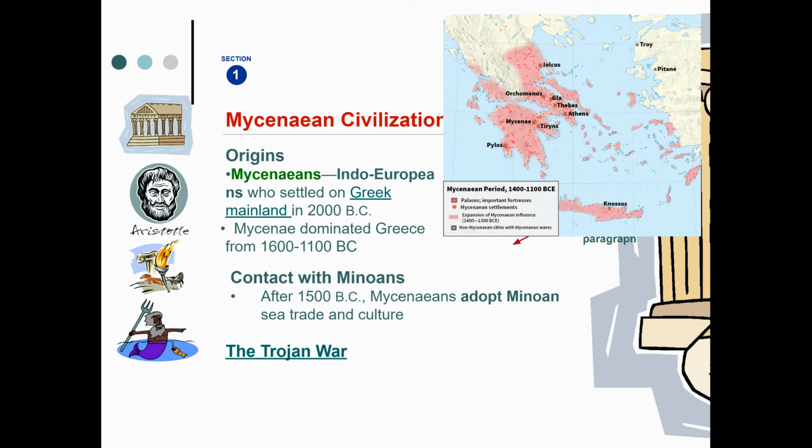Sometime during the 1200s BCE, it seems that the Mycenaeans fought a 10-year war against the city-state of Troy, an independent trading city located in Anatolia, Asia Minor. According to legend, a Greek army besieged and destroyed Troy because a Trojan prince had kidnapped the beautiful wife of a Greek king, named Helen.